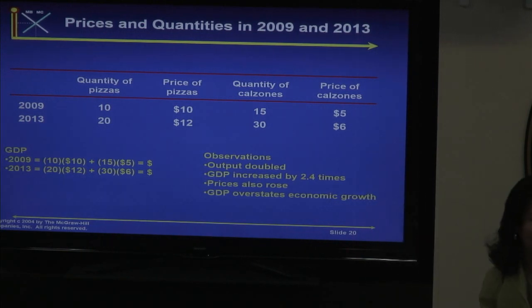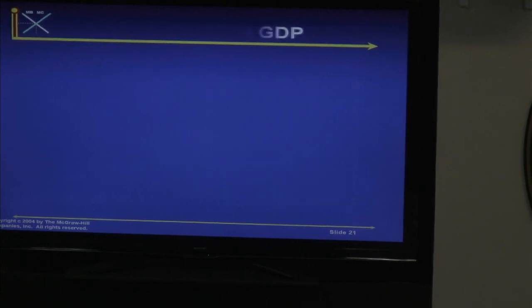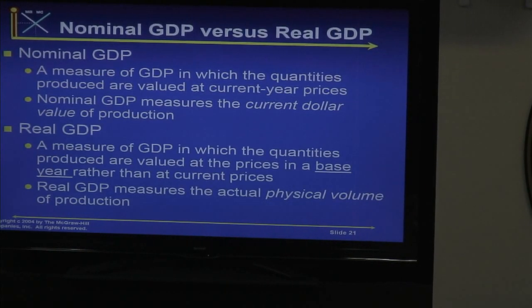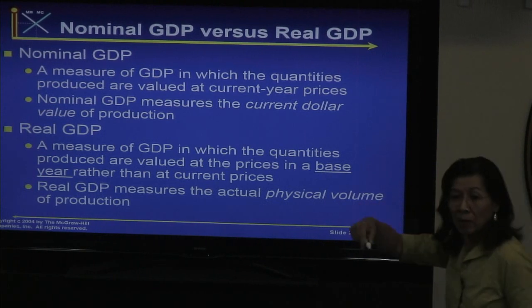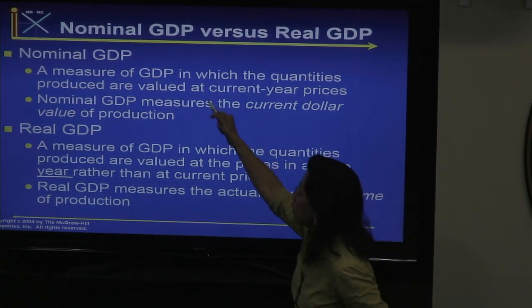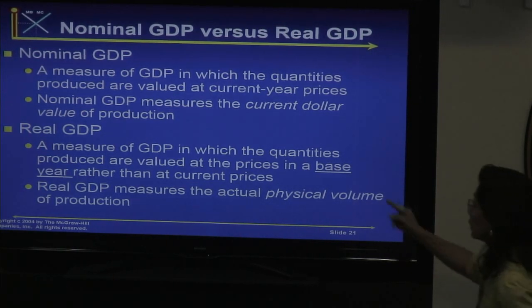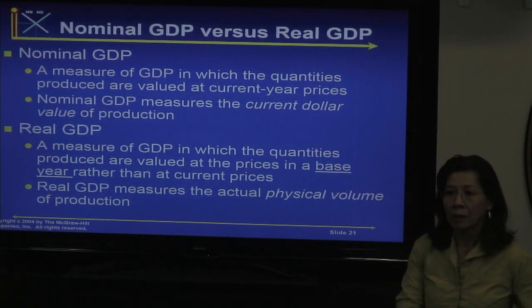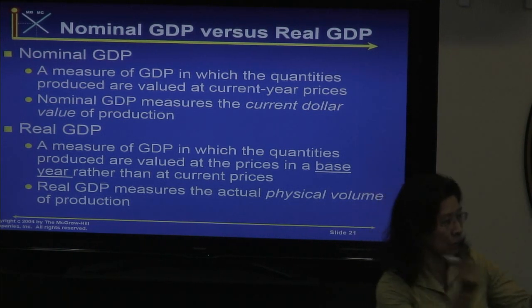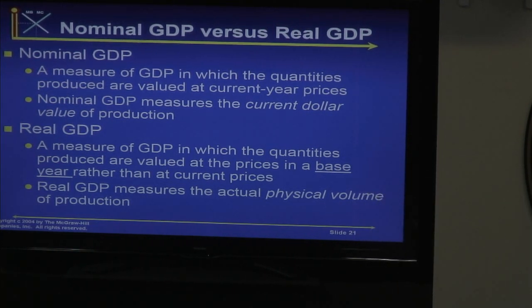So inflation is quite real. How do we solve this problem in macroeconomics? That's when this concept comes in. What we calculated a while ago is known as nominal GDP. This is a measure of GDP in which the quantities produced are valued at current year prices: 2013 prices, 2009 prices, as is.